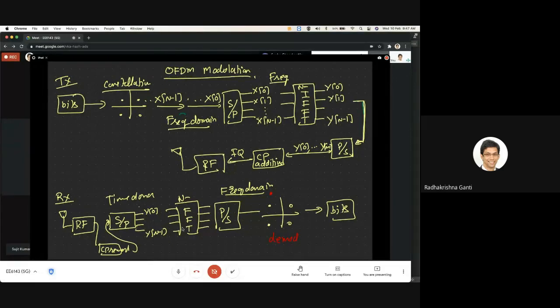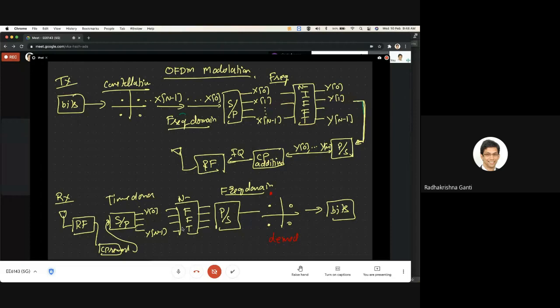Sir, one small question. If it is just a representation in the frequency domain, then why are we again talking about the time domain? So essentially, you should remember we can only transmit time domain signals. So the interpretation is anything before the IFFT is frequency and after the IFFT is time.